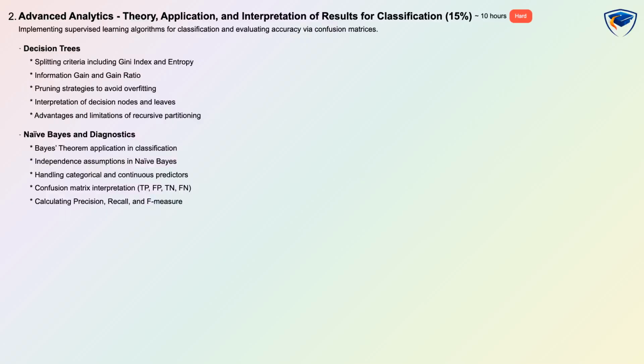Domain 2, Advanced Analytics, Theory, Application, and Interpretation of Results for Classification is focused on implementing supervised learning algorithms for classification and evaluating accuracy via confusion matrices. You'll learn about decision trees, splitting criteria, information gain, and pruning strategies to avoid overfitting. You'll also learn about the naive Bayes algorithm, Bayes theorem application in classification, independence assumptions, handling categorical and continuous predictors, confusion matrix interpretation, and calculating precision, recall, and F-measure.